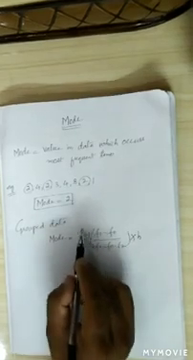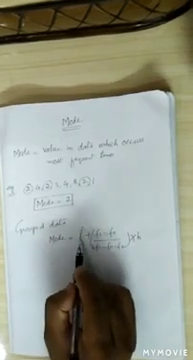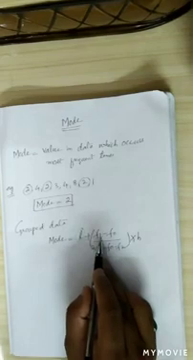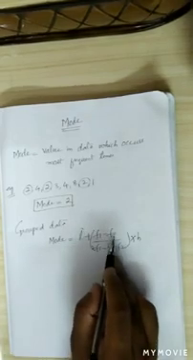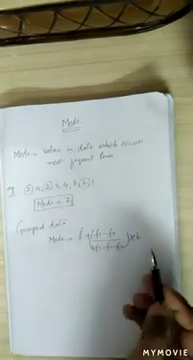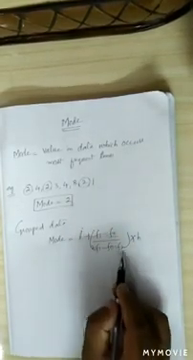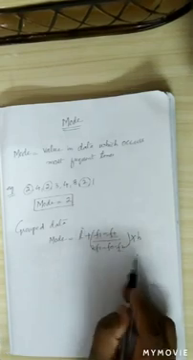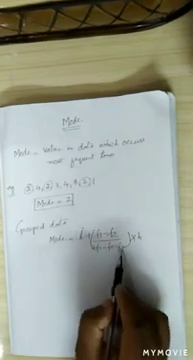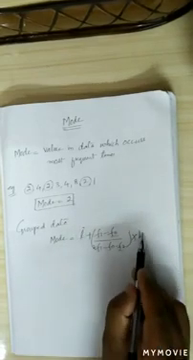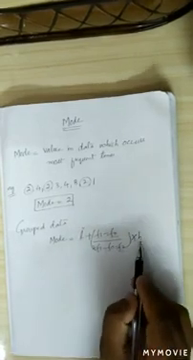Here, this L is called the lower boundary of the class interval. F1 is the frequency of the modal class. F0 is the frequency of the class preceding the modal class, so F0 comes before F1. F2 is the frequency of the class succeeding the modal class, so F2 comes after F1. And H is the size of the class interval, as we discussed earlier in question 2.